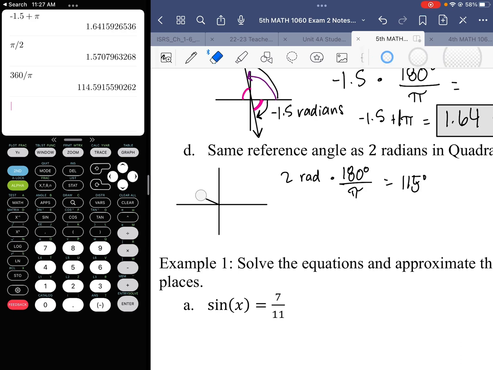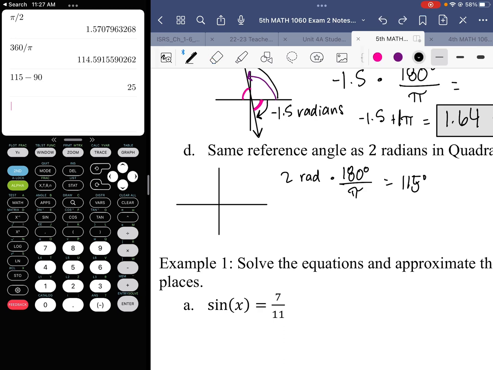So if this is 90, right? This is 90. We got to keep going. This would be 180. Now it's obviously going to be closer to 90 than 180, right? So specifically, if you wanted to think about it more precisely, 25 degrees past here, okay? 25 degrees past there is where this one's going to be. So it's like, I don't know, right here-ish, okay? This angle is 2 radians.